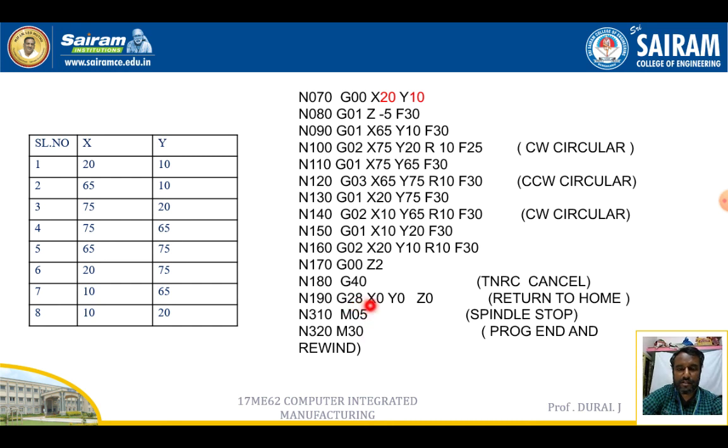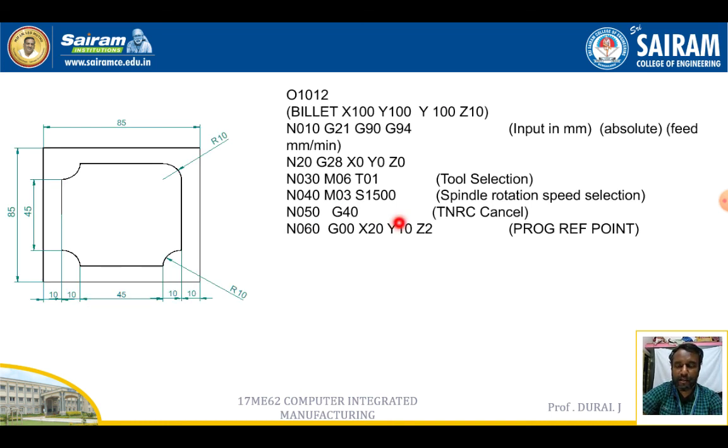So G28 is the reference point return, M05 is the spindle stop, and M30 is the program stop and rewind. So this is about the milling program. With the use of the G01, G02 and G03 commands, the entire program has to take place.